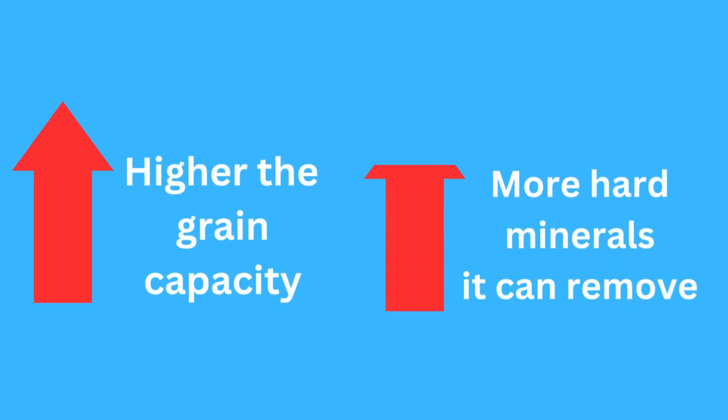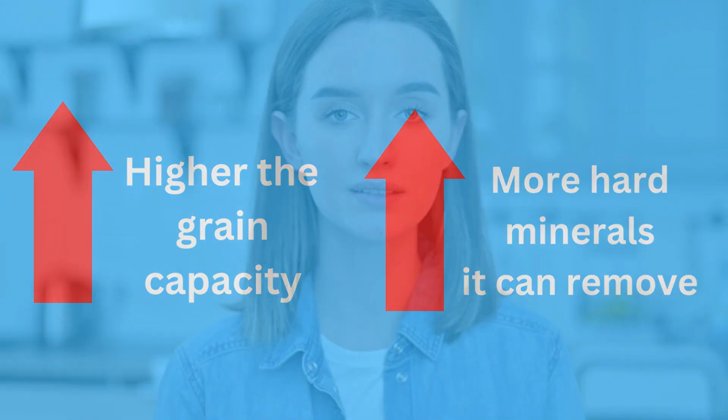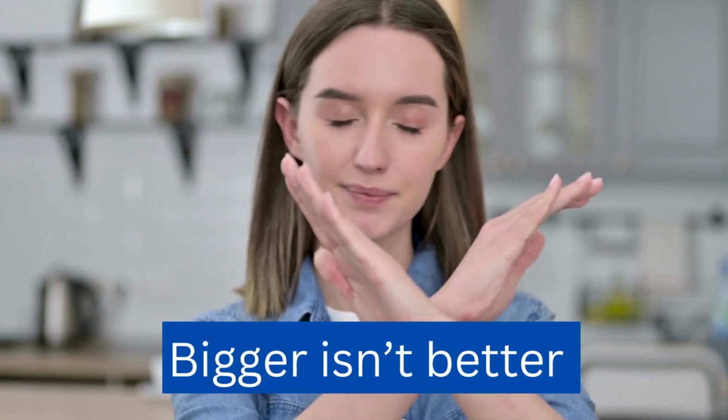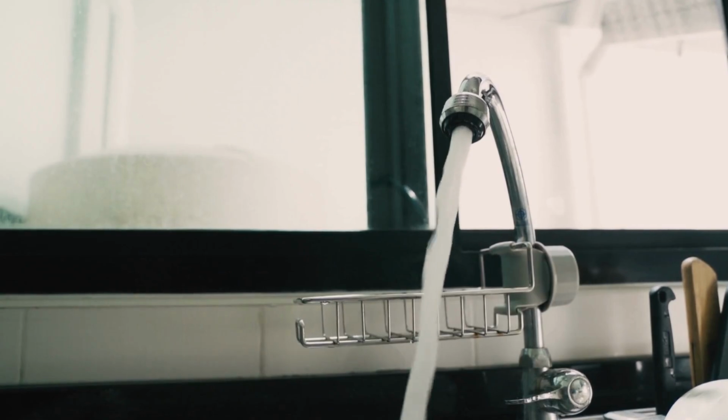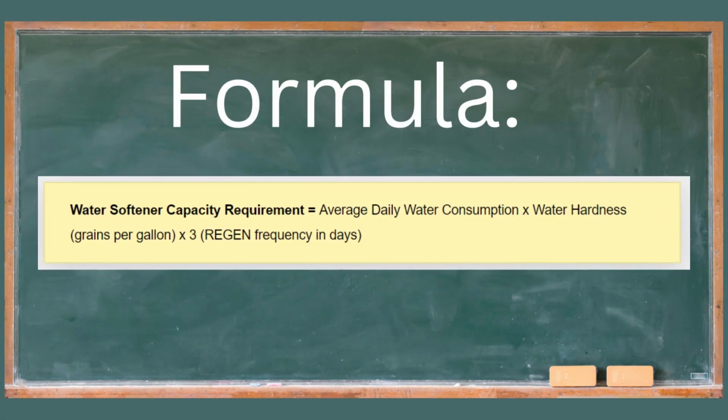Hence, the higher the grain capacity, the higher the capacity of the water softener system to soften hard water. But that doesn't mean you should go with the highest grain capacity. It'll burn a hole in your pocket for no reason, and you may face high water pressure issues. So follow this formula to find your ideal water softener size.